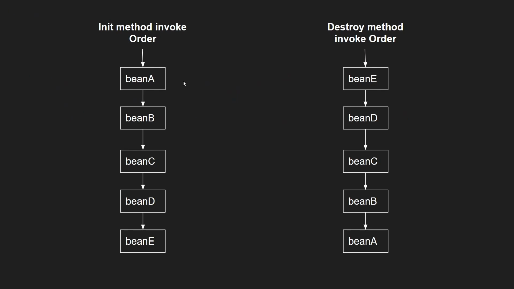Now let's see the order of invocation of your init methods and the destroy method. Suppose your application has several beans with name bean A, B, C, D, and E, and these are created in this order which I have specified here. Then the destroy methods are called in the reverse order of their invocation of init methods. Let's see some best practices for init method and the destroy methods.